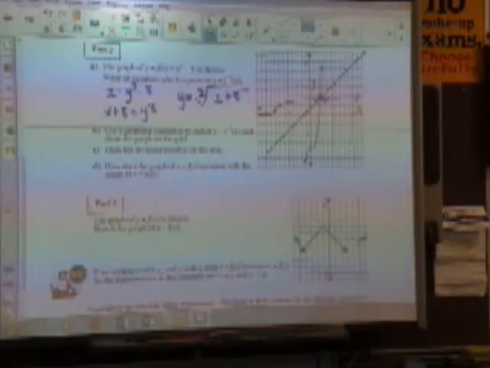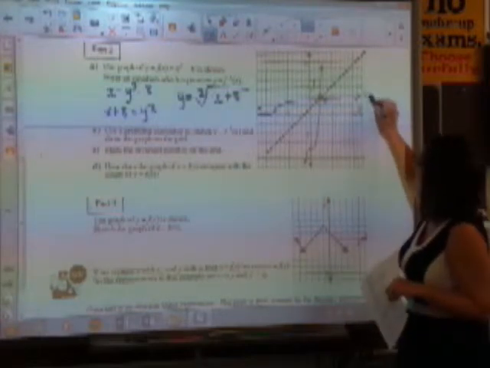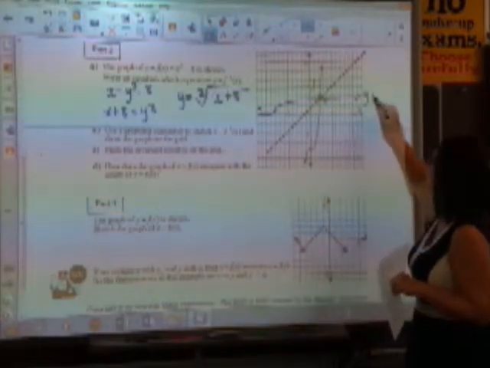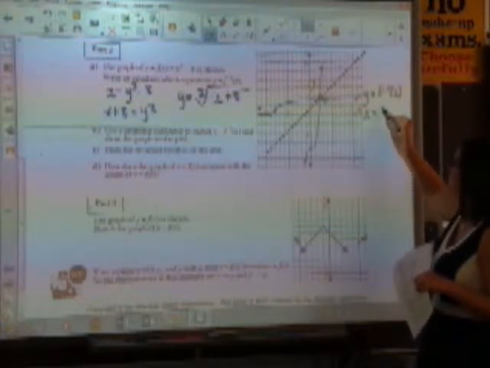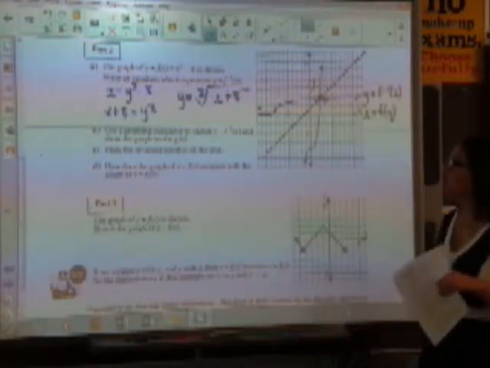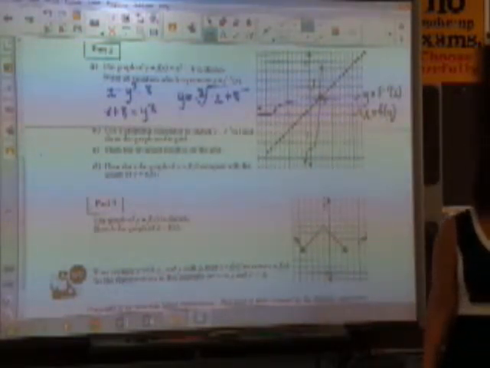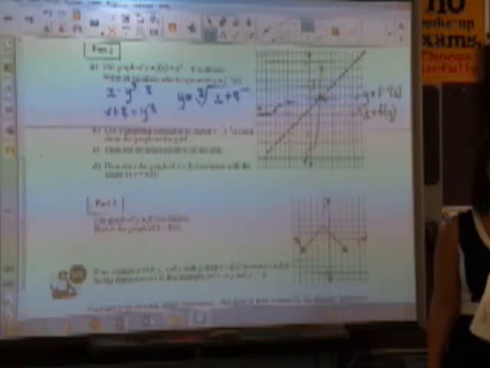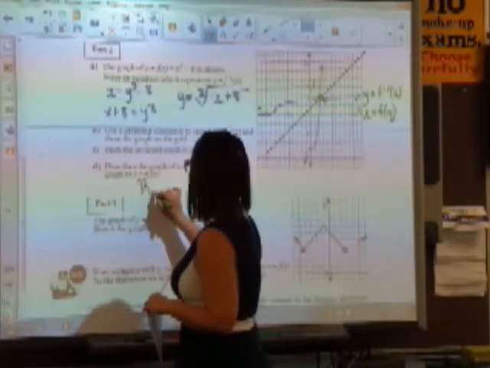And if I look at the coordinates of that invariant point, I'll notice that the coordinates, the x and the y, are the same. So the graph y equals f inverse of x, or sometimes written as x equals f of y. How does this compare to my original function? So it's a reflection in what line? Y equals x.